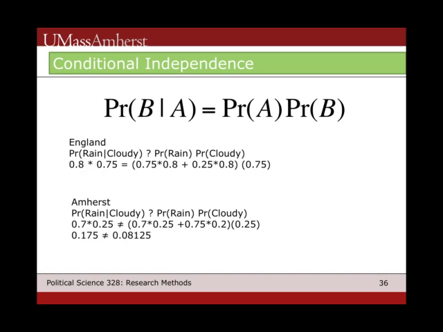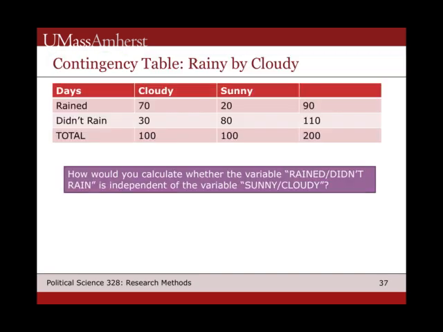What's really nice about this definition is it actually sets up a statistical test that we can start thinking about if we think about a contingency table, rainy by cloudy. So suppose we see something like this. Can we actually calculate whether or not it's independent of the variable sunny cloudy? You can think about this for a little bit and pause the tape, and think about how you would actually calculate whether the things that you observe in these cells correspond. You have an intuition that it's not, but think about how you would actually calculate it.